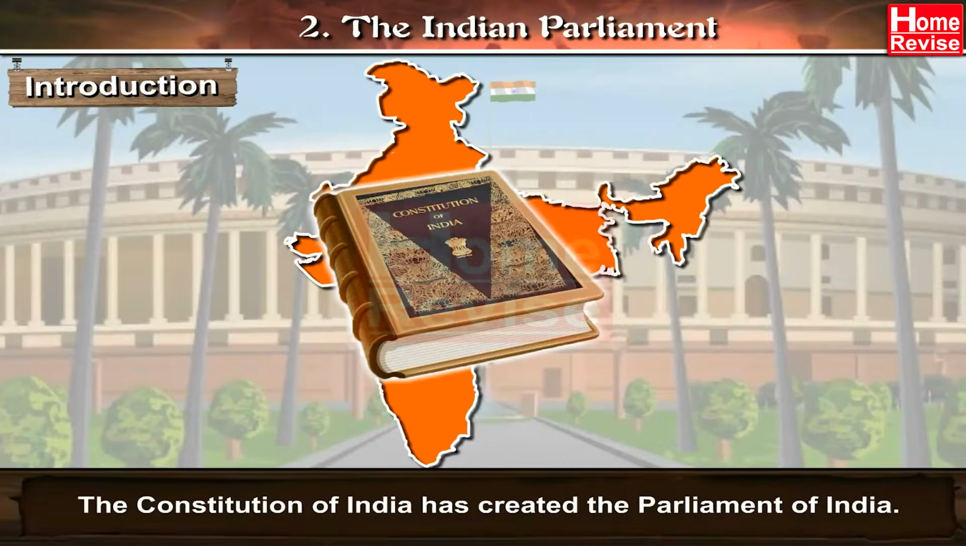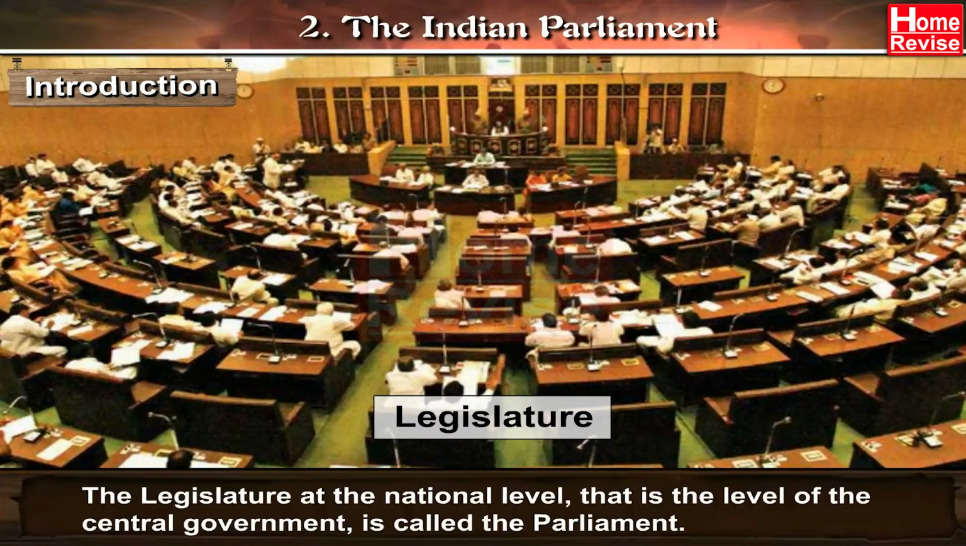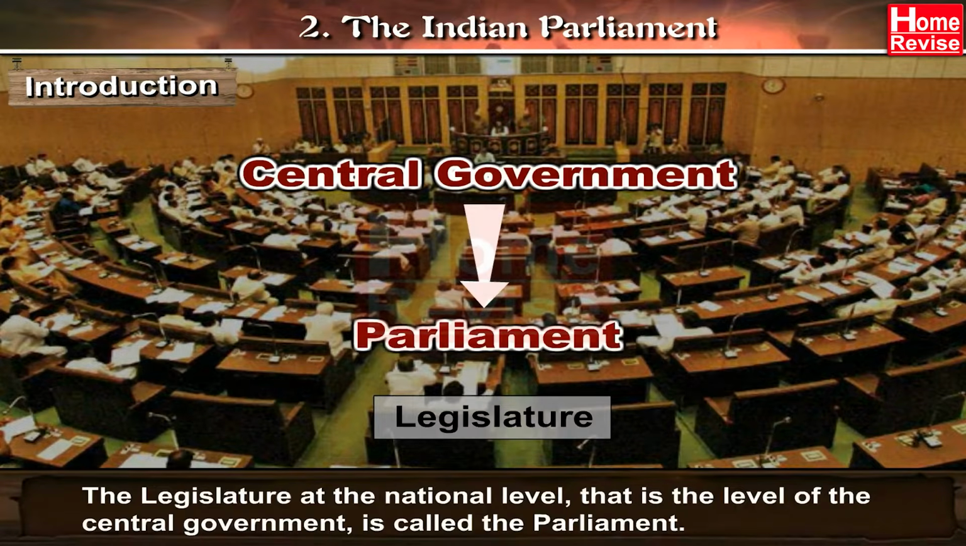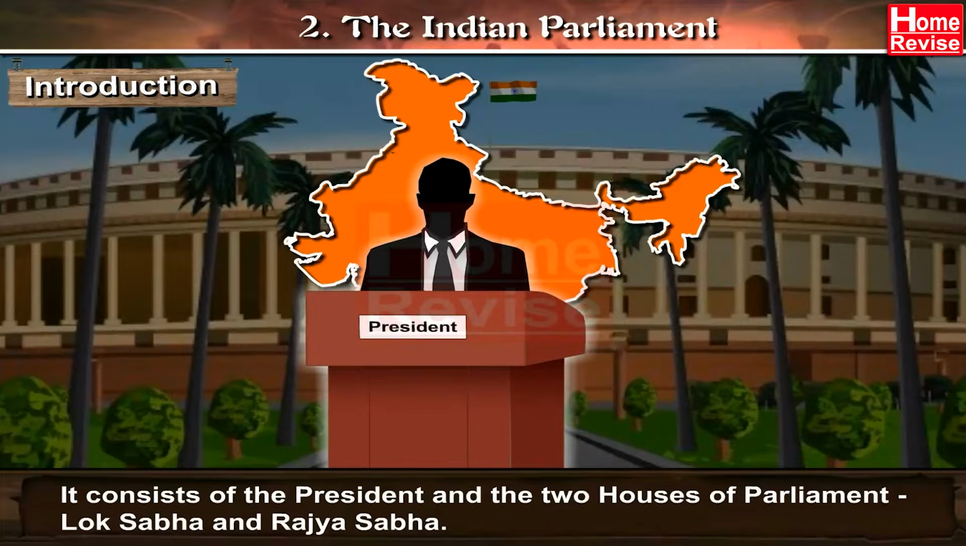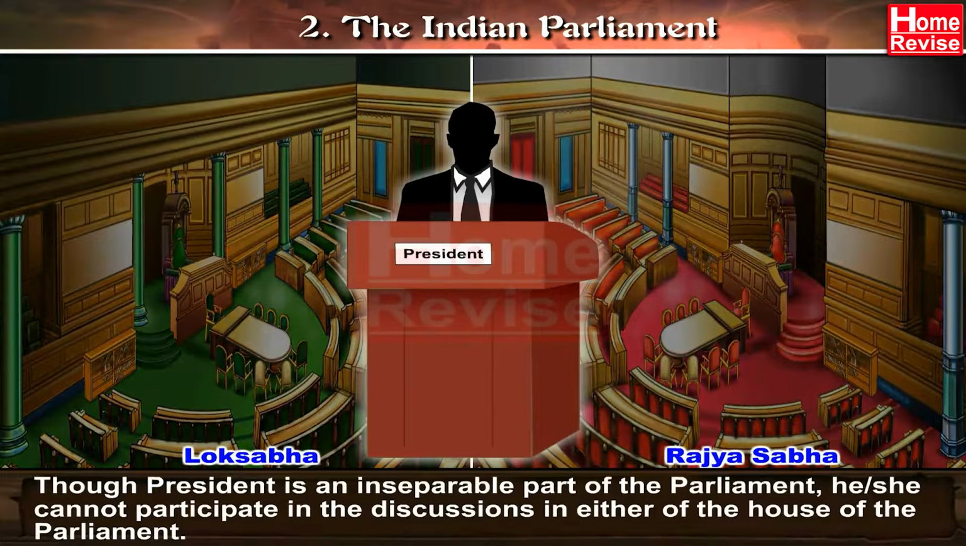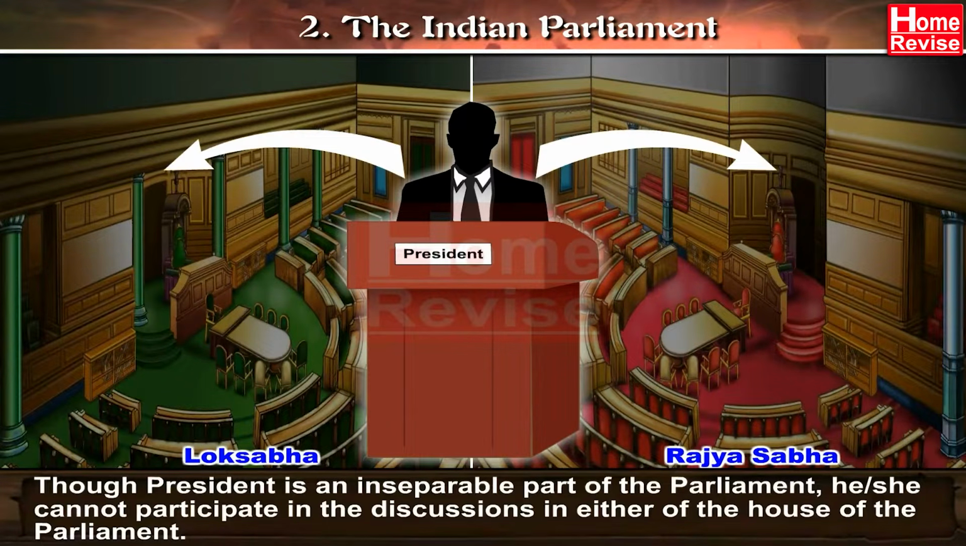The Constitution of India has created the Parliament of India. The legislature at the national level, that is, the level of the central government, is called the Parliament. It consists of the President and the two houses of Parliament, Lok Sabha and Rajya Sabha. The President is an inseparable part of the Parliament. He or she cannot participate in the discussions in either of the houses of the Parliament.